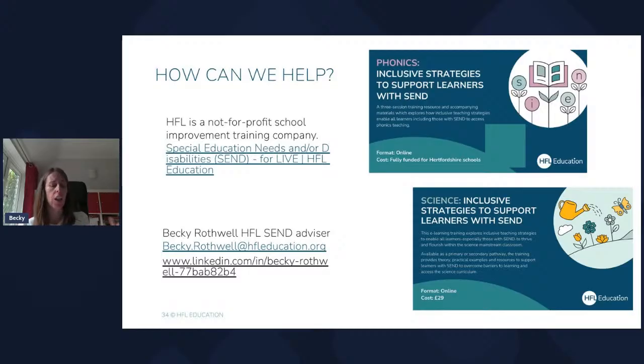We very much look at supporting that applying of learning from our training in lessons and working with teachers there.